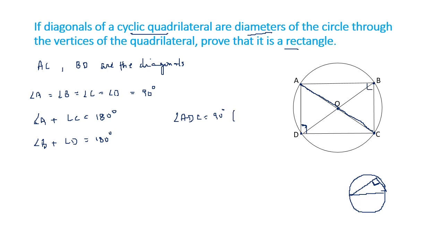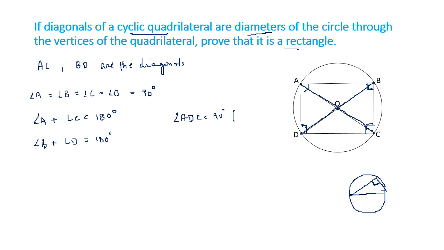And angle ADC should also be 90 because it is an angle in a semicircle. So when you take diagonal AC, this angle is 90 and this angle is 90. Similarly, when you take the diagonal BD, you will show this angle is 90 and this angle is 90. Simple theorem: angles in a semicircle is always a right angle. So because they both are diagonals, we have proved that angle A is equal to angle B is equal to angle C is equal to angle D, and all four are 90 degrees.